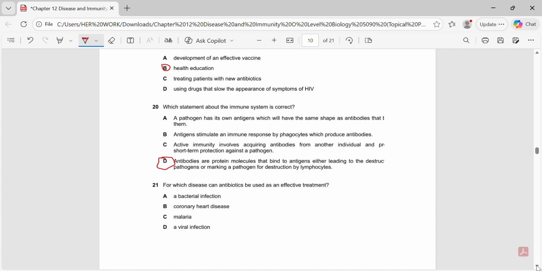Finally, the question asks, for which disease can antibiotics be used as an effective treatment? The correct answer is A, bacterial infection. Antibiotics work by targeting specific structures and processes unique to bacterial cells, such as the cell wall or protein synthesis machinery. They do not work against viruses, like colds or flu, non-infectious conditions like coronary heart disease, or malaria, which is caused by a protozoan parasite.